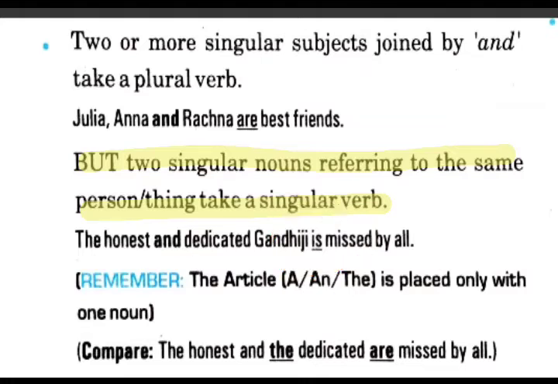Okay. So students, you must see here that the article a and the is placed only with one noun. If we placed it with both, then there would have been a contrast and we would have used plural form. For example, the honest and the dedicated are missed. Here the honest and the dedicated show two different nouns.